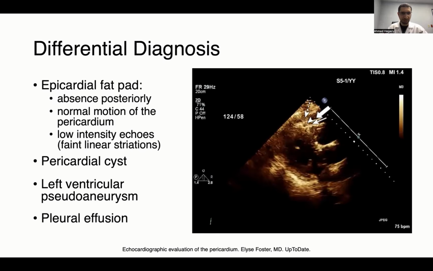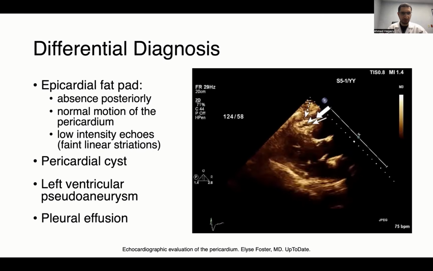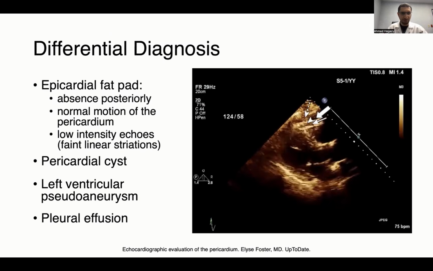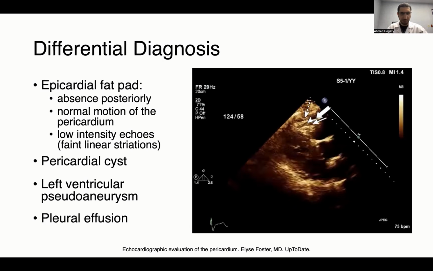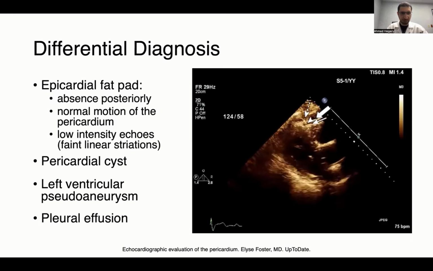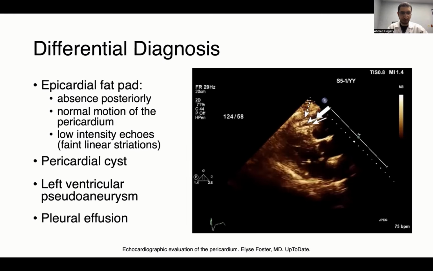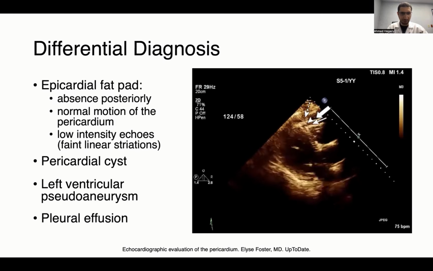Now, it's important to distinguish pericardial effusions from epicardial fat pads. An epicardial fat pad will be visible mostly anteriorly. It will be absent posteriorly. It will not track posterior to the heart. You will see that the pericardial motion is normal. It's not affected by the epicardial fat pad.